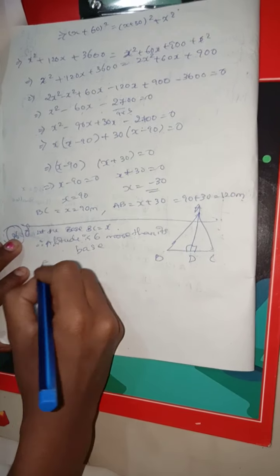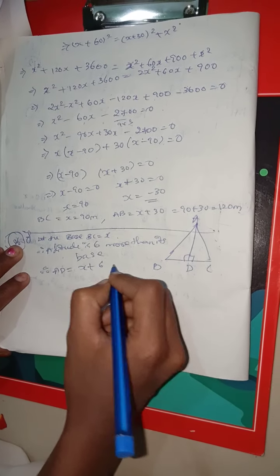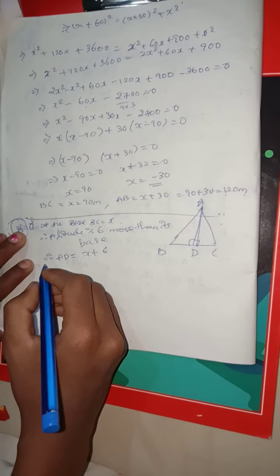Then what will AD be equal to? Altitude means height. Height is AD. AD is x plus 6. See, this is the height, x plus 6.